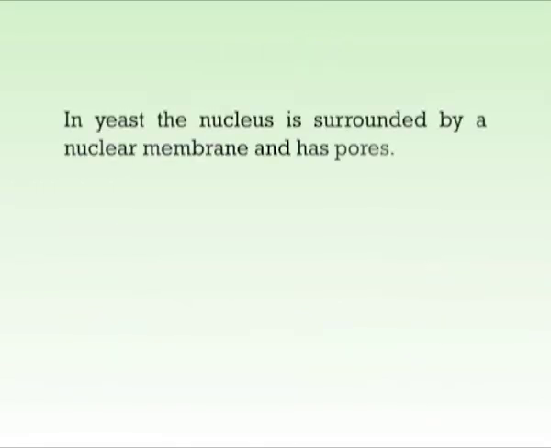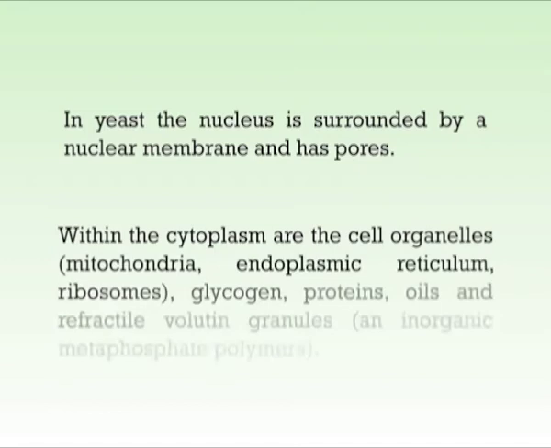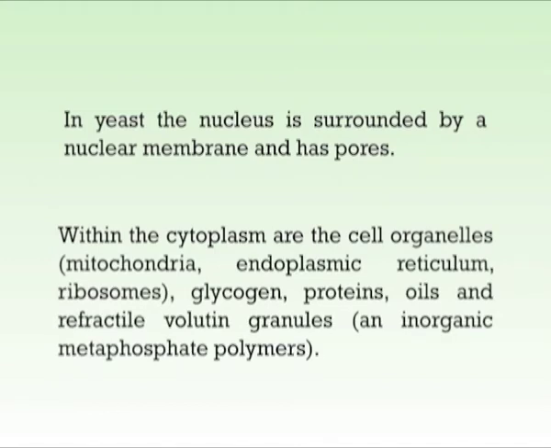In yeast, the nucleus is surrounded by a nuclear membrane and it has pores in it. Further, within the cytoplasm are the cell organelles, which include the mitochondria, endoplasmic reticulum, and the ribosomes. There are also glycogen, proteins, oils, and the refractile volute granules. Refractile volute granules are nothing but metaphosphate polymers.